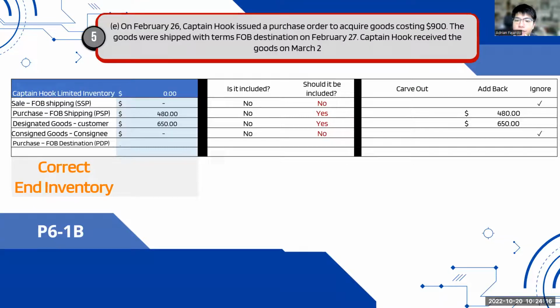And then number 5, we have a purchase FOB destination. Include or not include this one? Not include po. Correct. So therefore, wala rin.